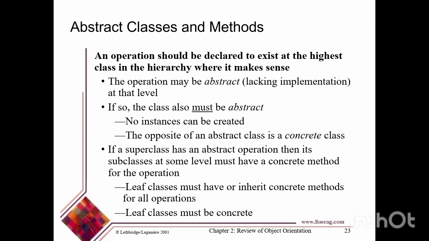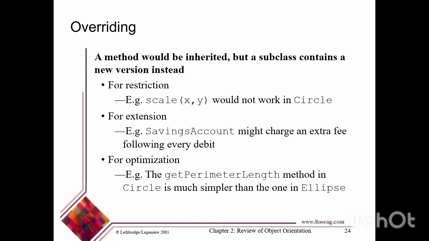An operation should be declared to exist at the highest class in the hierarchy where it makes sense. The operation may be abstract. If so, the class also must be abstract. No instances can be created. If a superclass has an abstract operation, then its subclass at some level must have a concrete method for the operation. We know the concepts of abstract classes and methods. And overriding: the features like polymorphism, we can also cover the overriding at the subclass level.